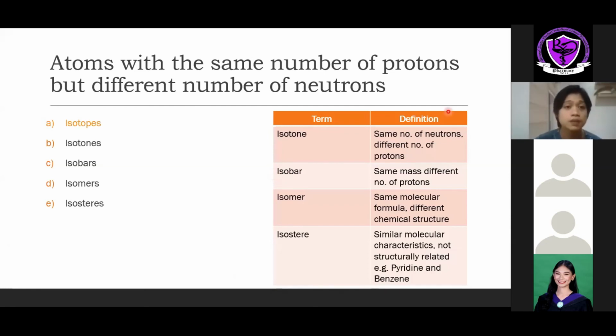Define na lang natin. Isotone, letter N, same number of N neutrons, different number of protons. Isobars, same mass, different elements. Isomer, same molecular formula, different chemical structure. Isosteer naman, ito rare to, pero baka itanong, isosteer, similar molecular characteristics, so physical, kanyang mga colligative properties very similar, but they are not structurally related. Example, benzene and pyridine. Ito, marami nitrogen, ito wala. But same molecular characteristics. Same in the body can cause leukemia.